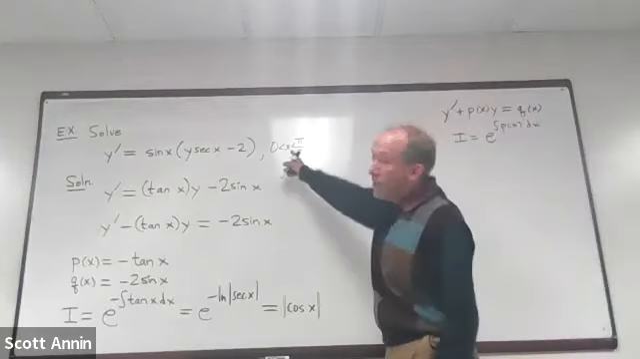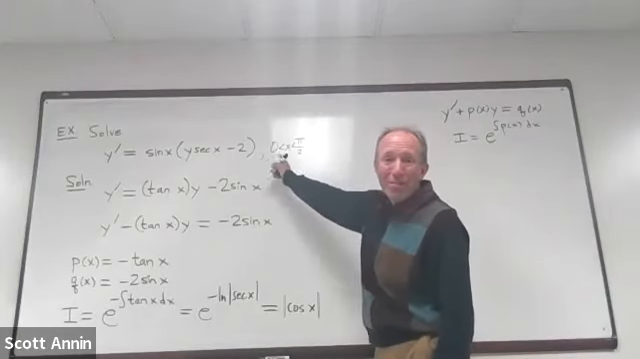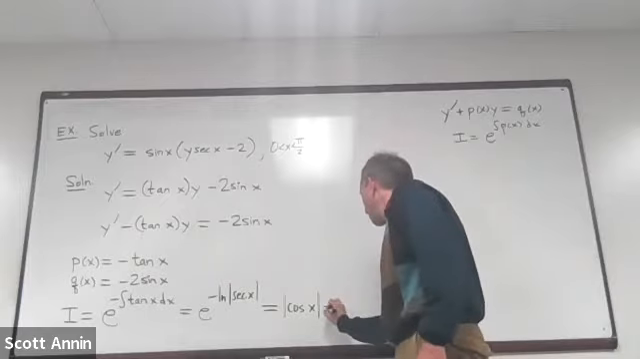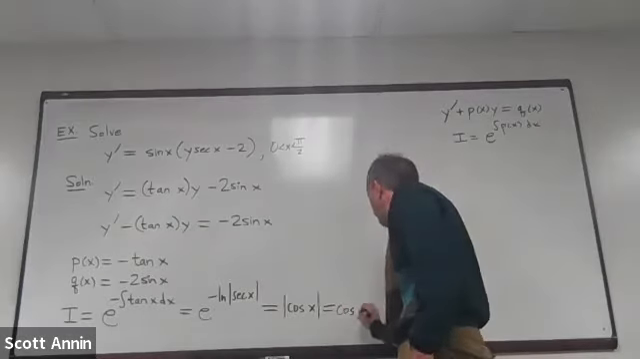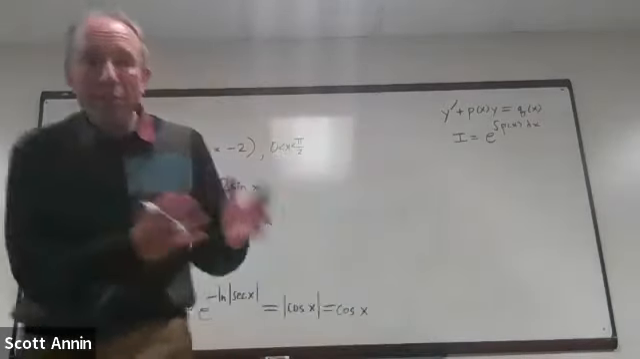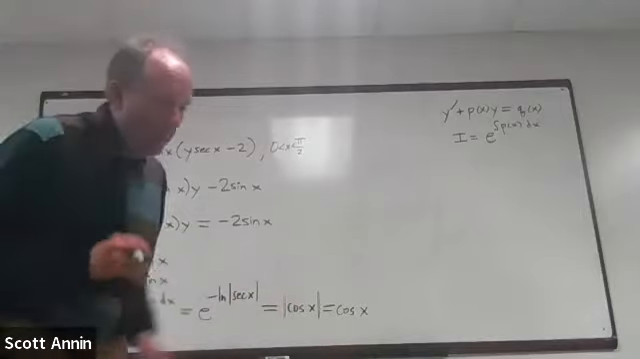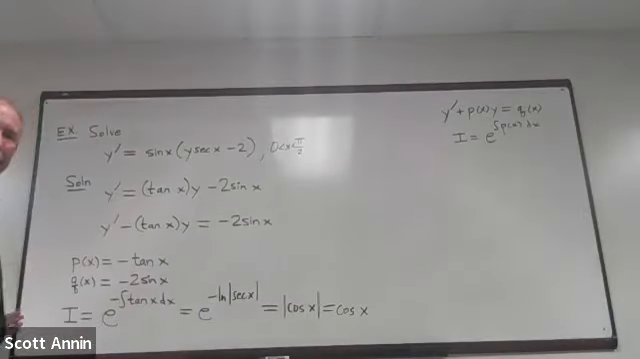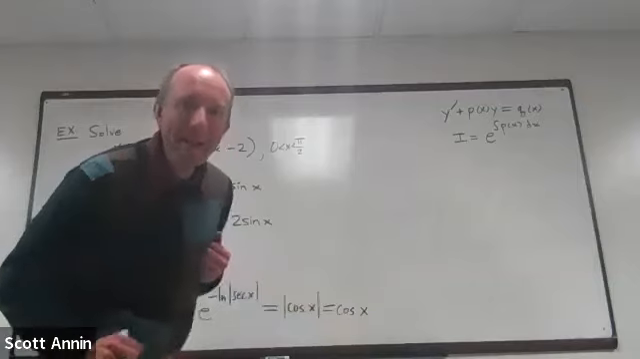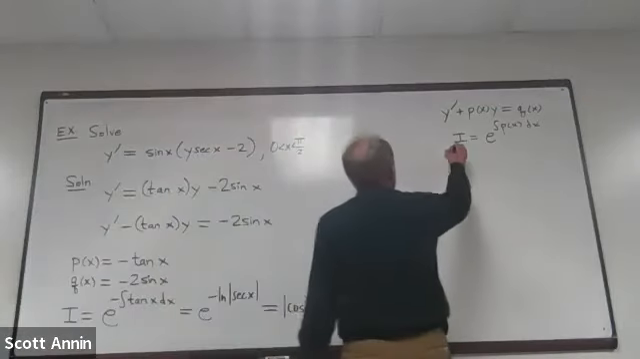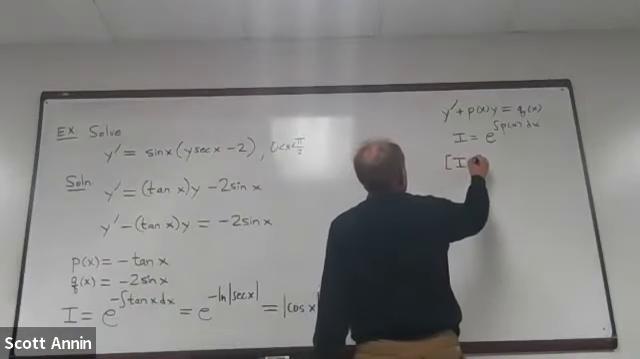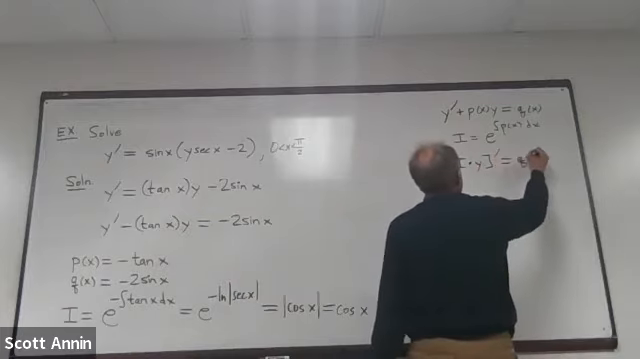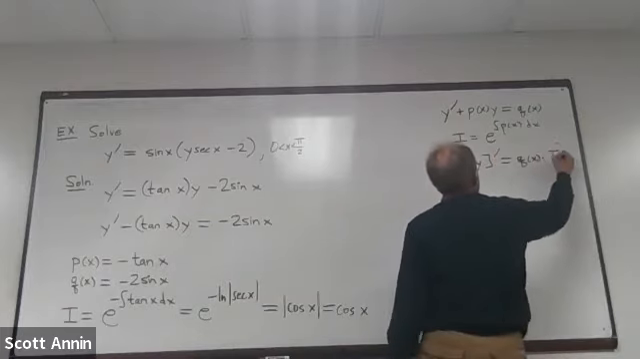And because x is restricted between 0 and pi over 2, we actually don't need these absolute value bars on the cosine of x because it's going to be positive. Between 0 and pi over 2, it is going to be positive. All right, so here's our integrating factor, cosine of x. I have to remember the third thing then that we're going to do with that integrating factor. We're going to form a product rule on the left side.